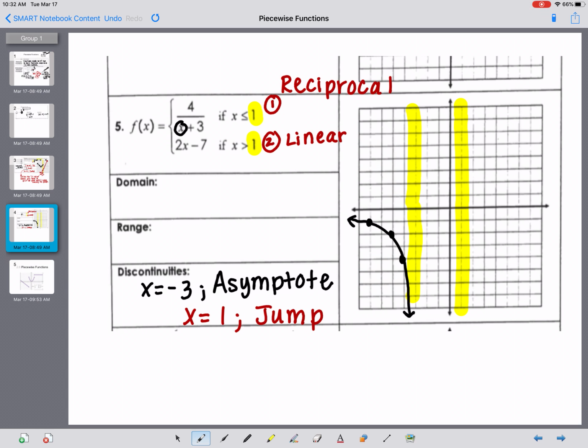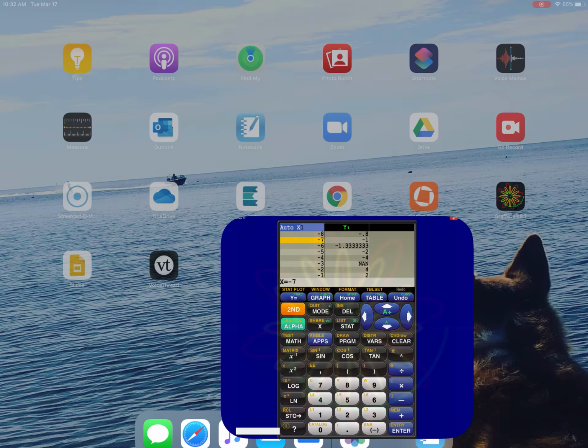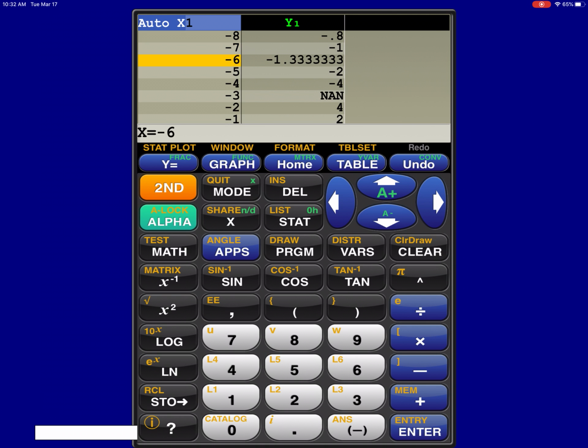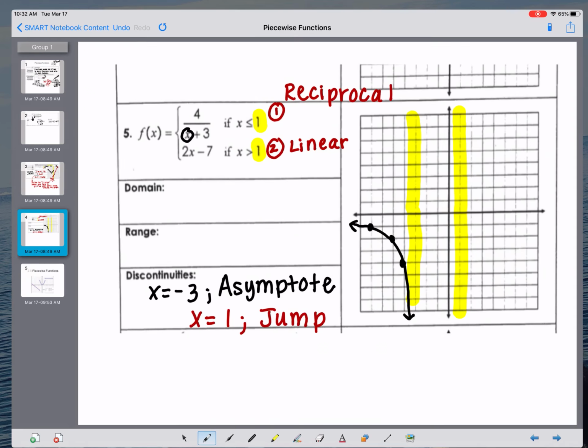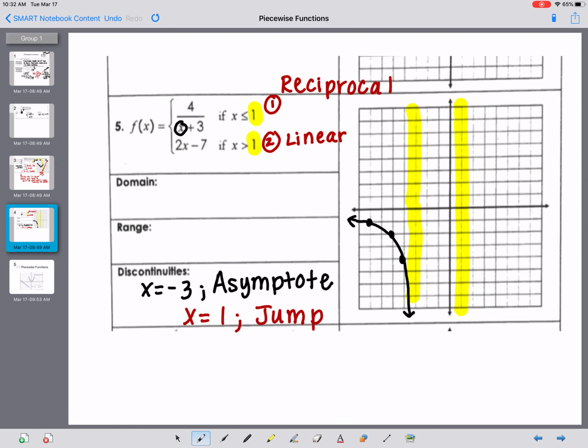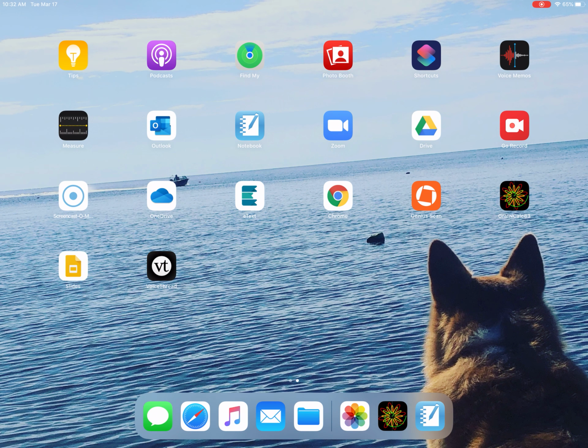All right. So let's go back to our table. Let's get some values after -3. If you look at -3, you should have an error message. Mine says NaN for some reason. Not sure why. But let's do some more values. I see -2, 4, -1, 2. Okay. Let's get maybe one more.